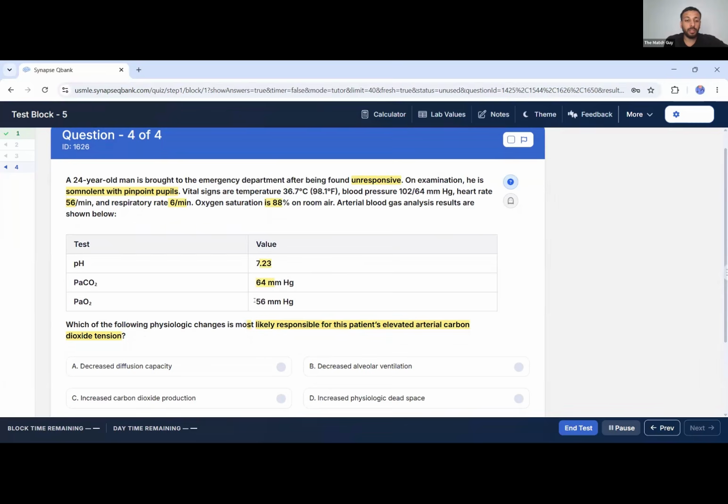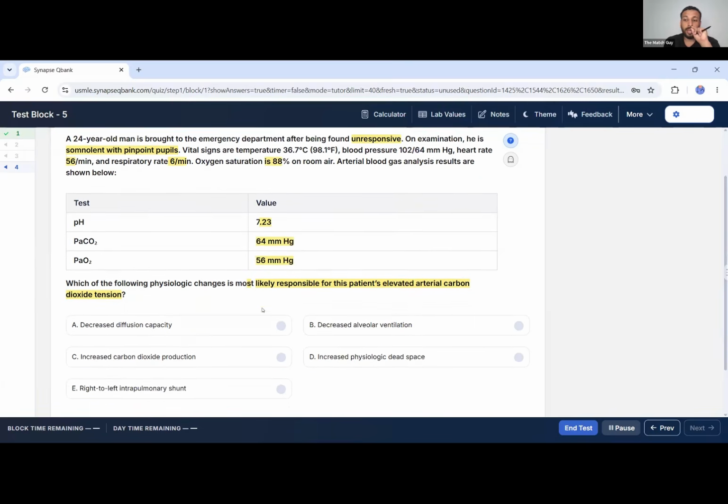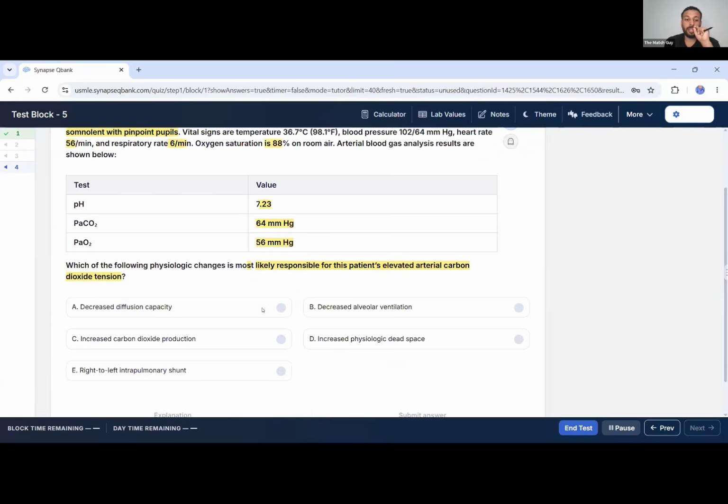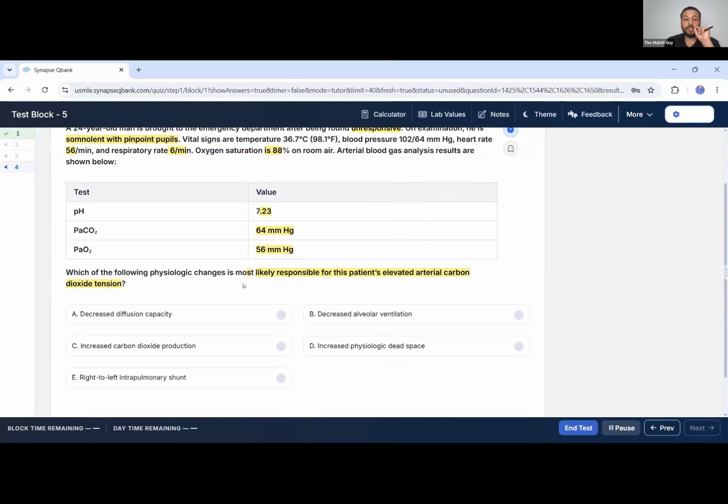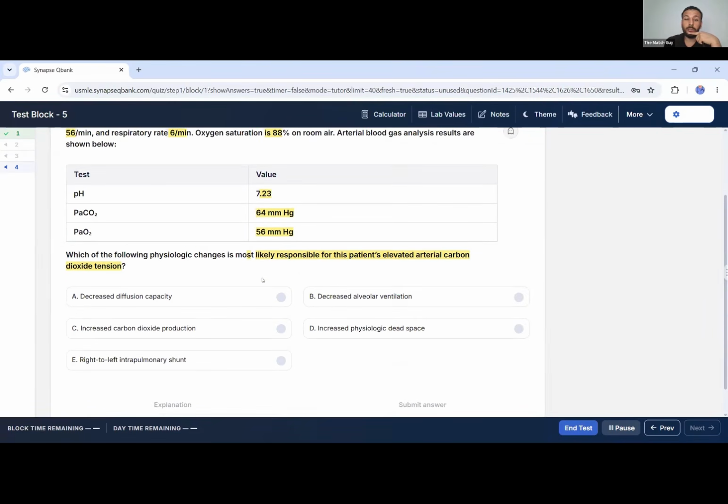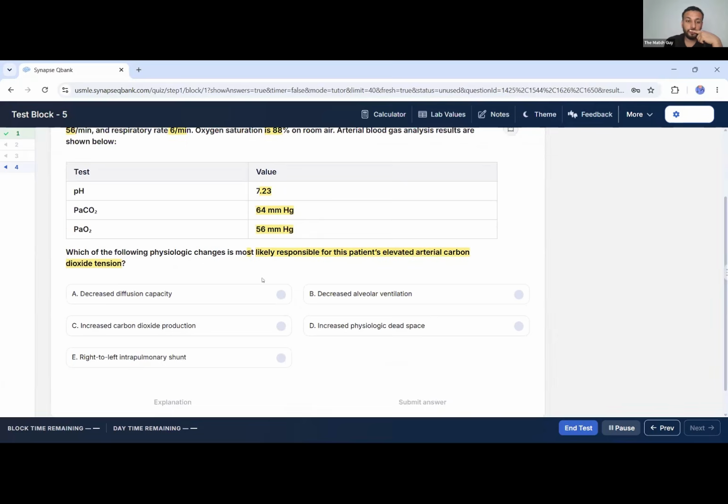PaCO2 is a little bit, not hypoxia to an extent, but he has decreased oxygen saturation. This is CO2, sorry. CO2 is high and the oxygen is low. Yeah, okay, this patient is having opioid intoxication. Which of the following physiological changes is the most likely responsible for this patient's elevated carbon dioxide tension? What do you think, guys?